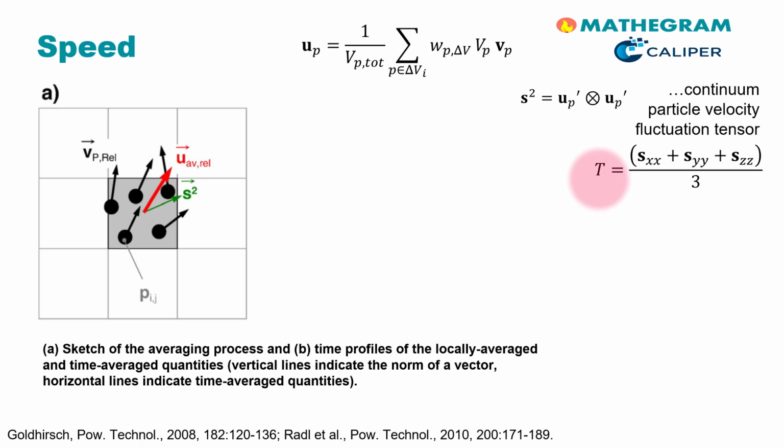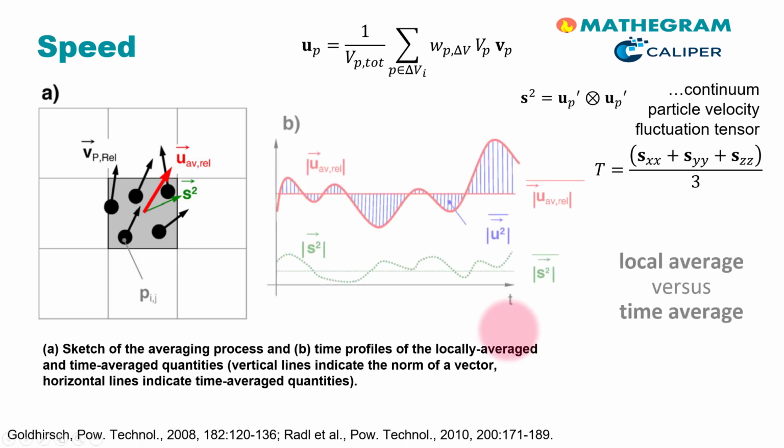T is essential in many theoretical models, and the key message is that when using the DEM, we can generate data, for example that of the particle velocities, that can be used later to calculate T and hence help theory evolve. Next, an important difference relevant for DEM-based data analysis is illustrated in this graph in the center.